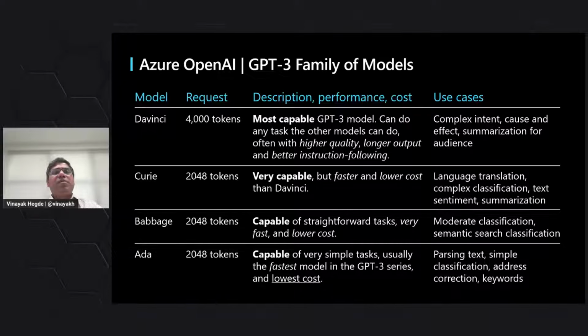Curie is also very capable, but faster and lower cost than DaVinci. So if you're looking at language translation, complex classification, sentiment analysis, or text summarization, this could be useful. And finally, you have Babbage and Ada, which are also lower cost and can do things like parsing text, classification, address correction, or address detection, and finding keywords.